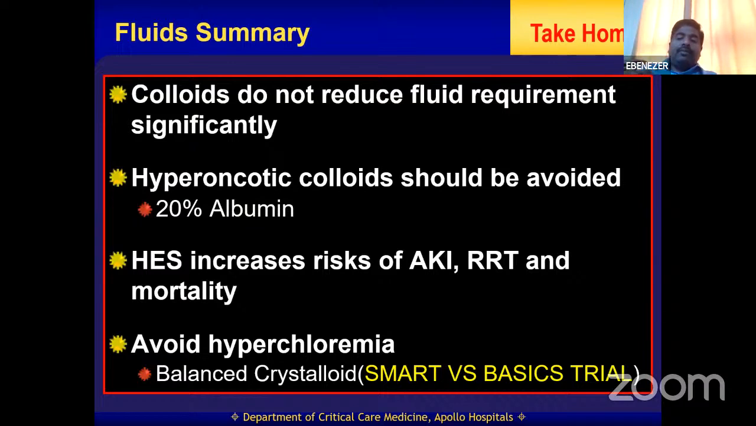That has shown a difference in mortality around 36.5 to 43.4. But in the BASIC trial, again, there has been no difference in the mortality when they compared balanced crystalloid with saline. But again, according to the guidelines now, it is more in favor of a balanced crystalloid solution rather than a saline. So to summarize, go for crystalloids. If you have decided to go for crystalloid, go for a balanced crystalloid solution.